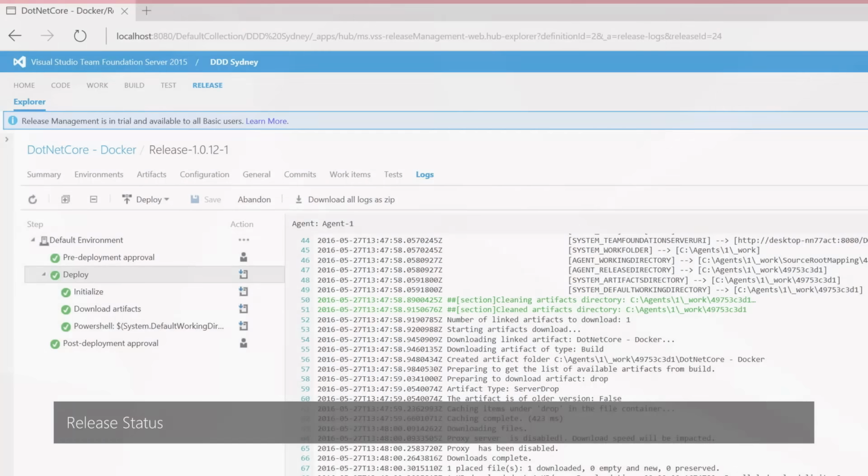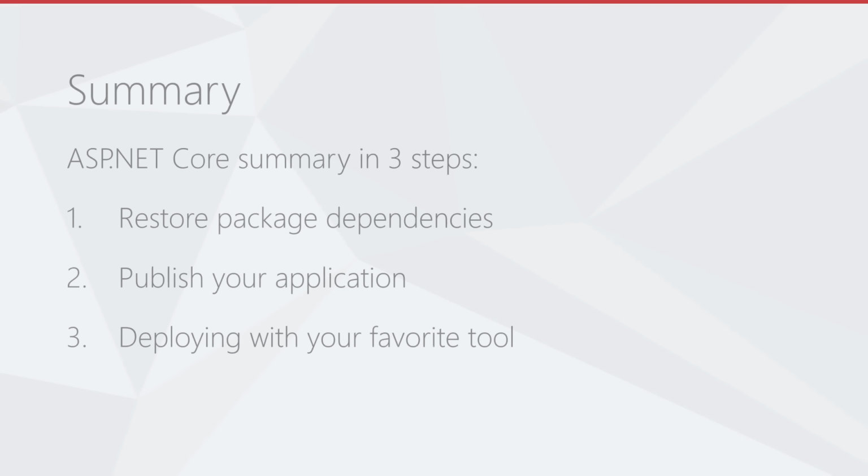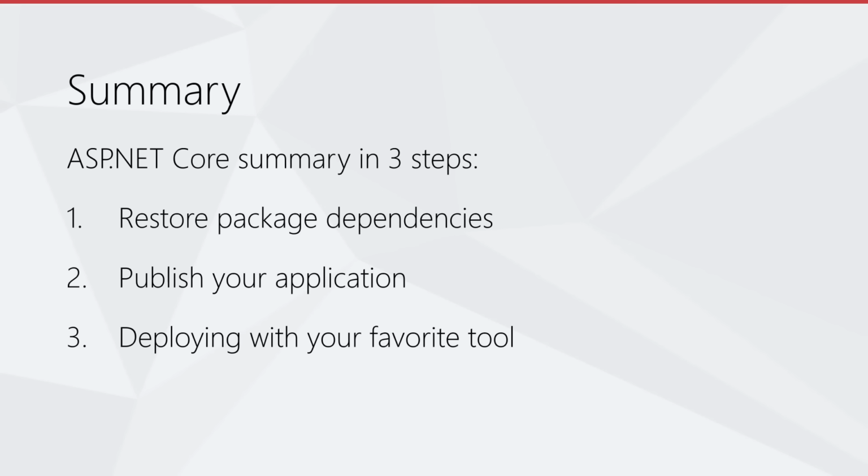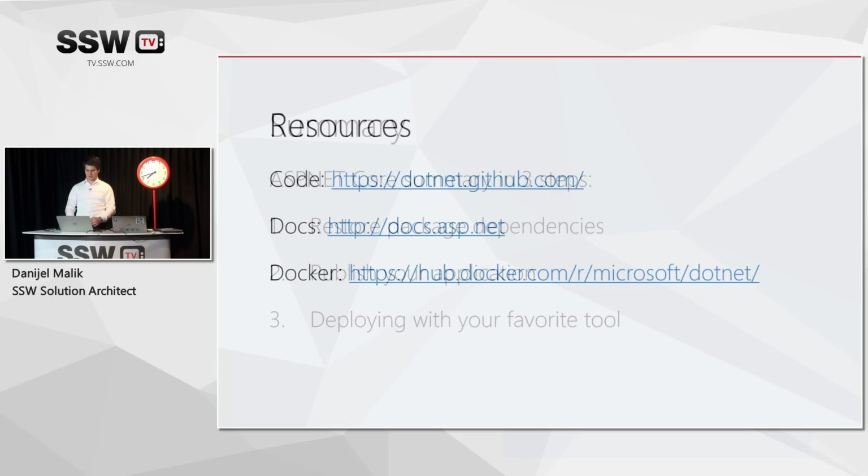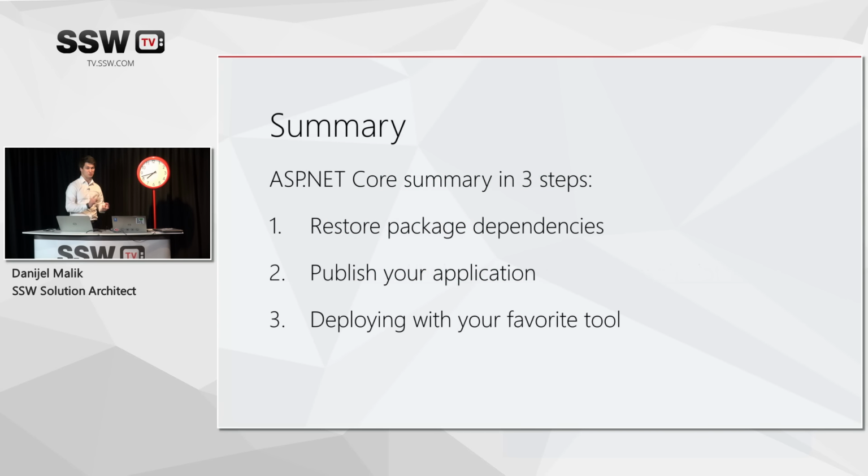And that's pretty much it. So let me just summarize what you have learned today. ASP.NET Core can run anywhere you want, and it's pretty simple to deploy once you know how. There are 3 steps: you restore the packages, you publish, and then you run whatever tool you like to deploy it. And that's it.